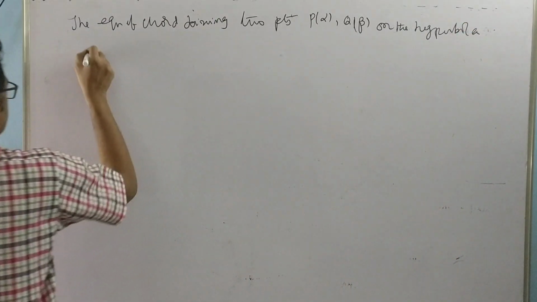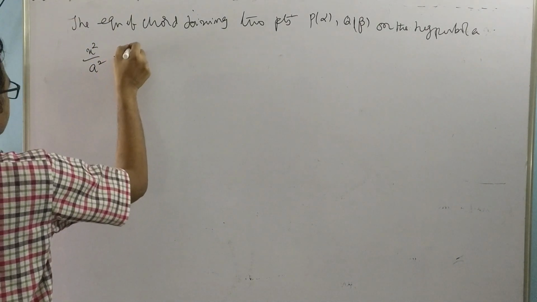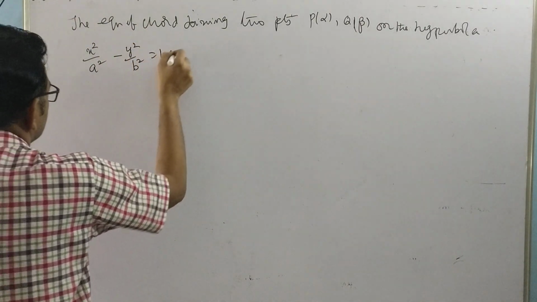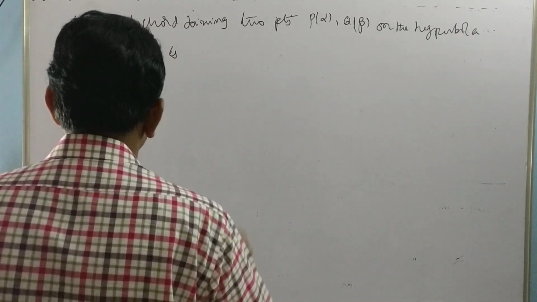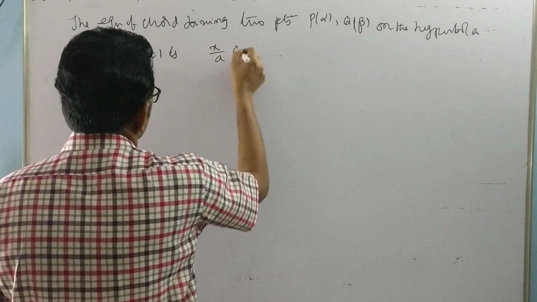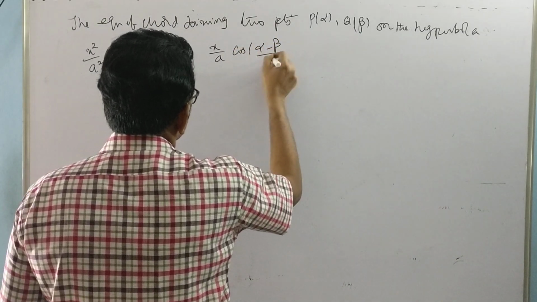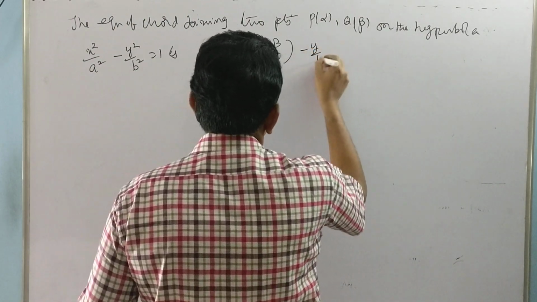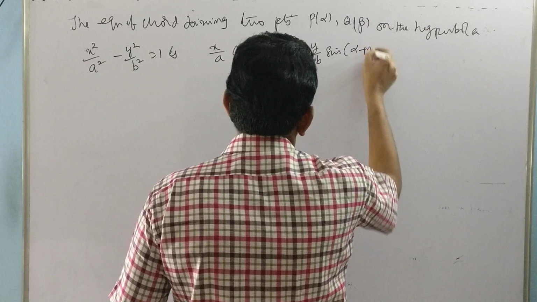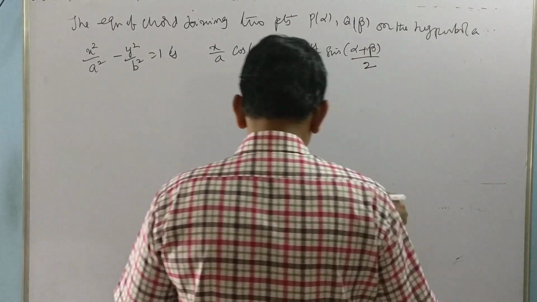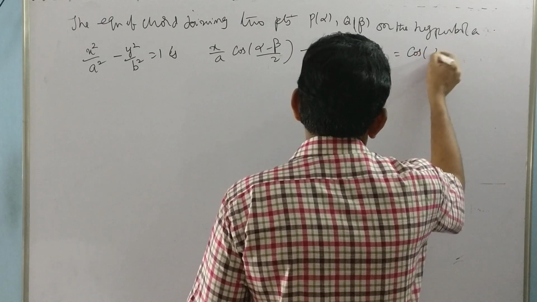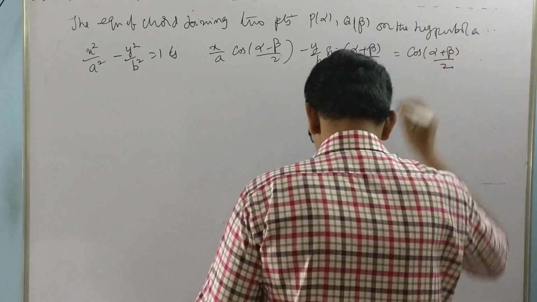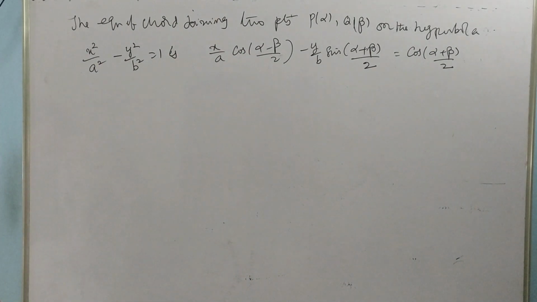On the hyperbola x square by a square minus y square by b square equal to 1, the equation of the chord is x by a cos of (alpha minus beta) by 2 minus y by b sine of (alpha plus beta) by 2 is equal to cos of (alpha plus beta) by 2. Equation of the chord joining two points whose parametric angles are alpha and beta.